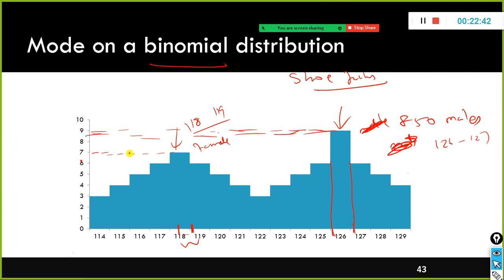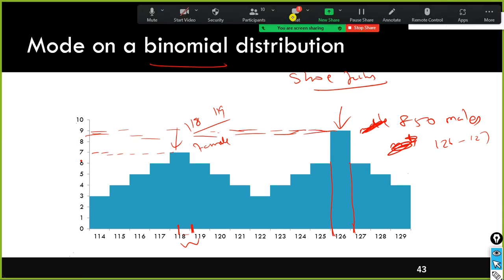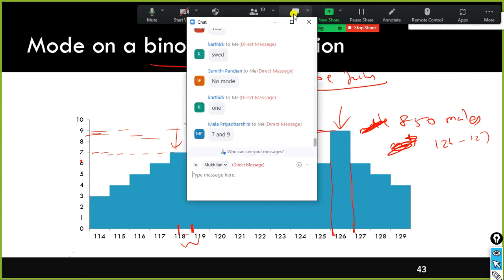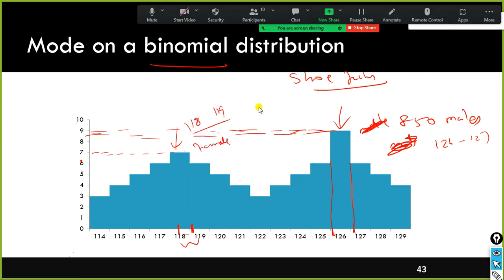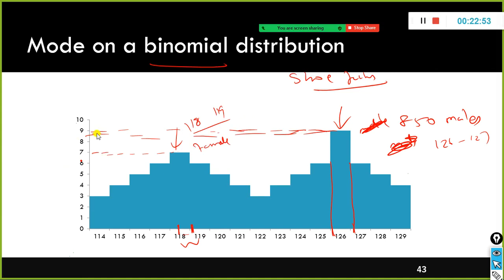Are you sleeping, guys? I'll just wrap up this. Don't worry. Okay, I think it is already too late. Henceforth, you will not be able to. 7 and 9. What do you mean by 7 and 9? 7 and 9. Superb, right?